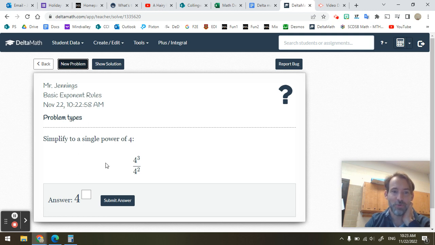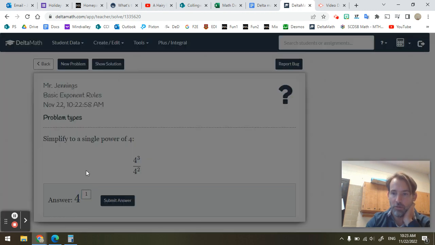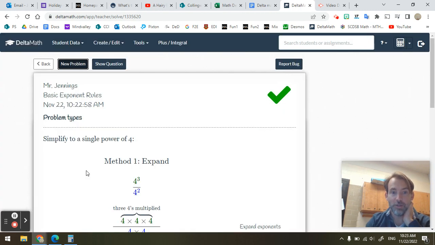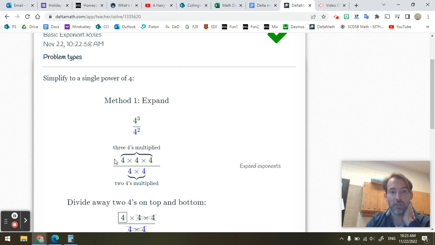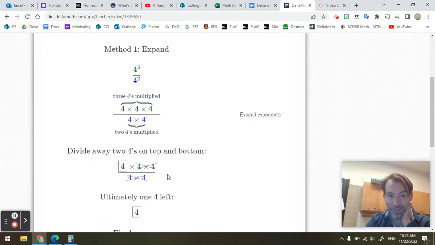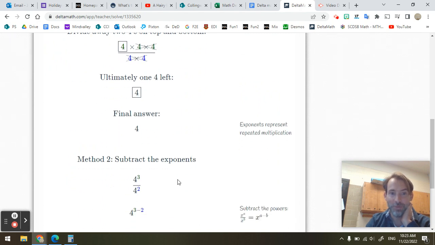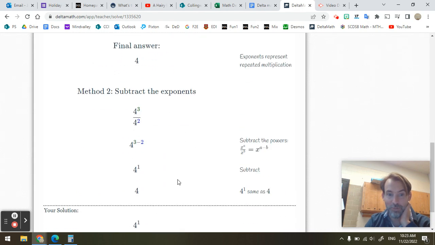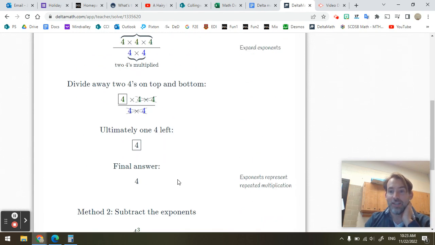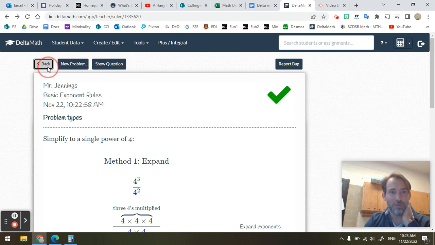All right, so this is just going to be 4 to the 1. It's just going to be 4. 4 to the 1. Right, so 4 to the 3 divided by 4 to the 2. You expand it out and write and draw a picture, and then divide away those. Those ones all cancel, and then you're just left with the 4. Ultimately, 1 4 left. Final answer 4. That's 4 to the 1. There you go. So that's how you do those.